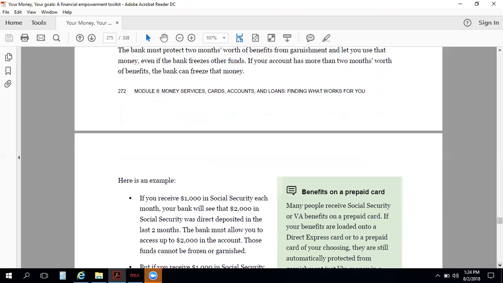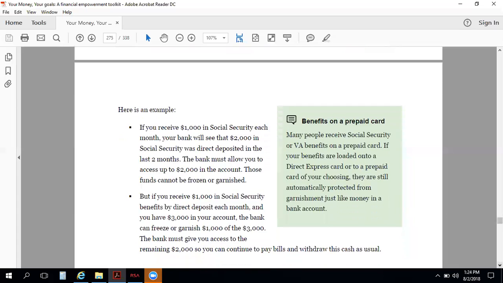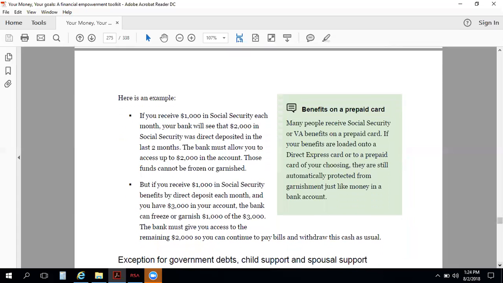And here's an example of how it works if a client does receive a garnishment on a past due bill. So let's say a client receives $1,000 in Social Security each month. Your bank will see that $2,000 in Social Security was deposited in the last 2 months. The bank must allow you to access up to $2,000 of that money because it's 2 months' worth of benefits. Those funds cannot be frozen or garnished. So if somebody owes a bill and the creditor tries to freeze the account, they could potentially go after any wages that are put in, but the bank would have to set aside at least 2 months of the federal benefits.